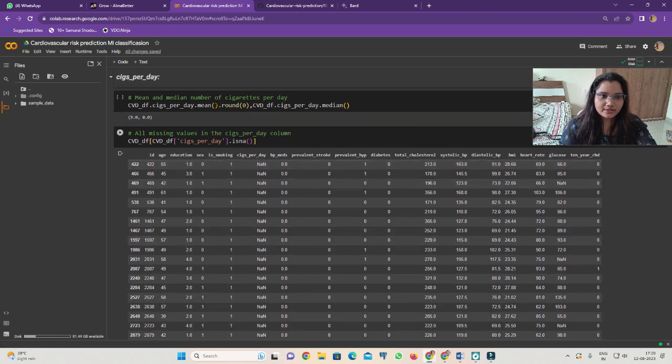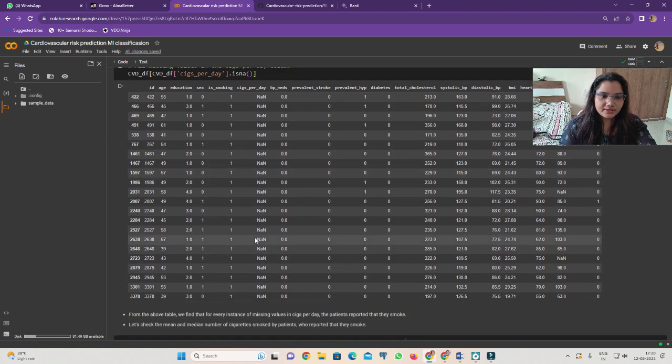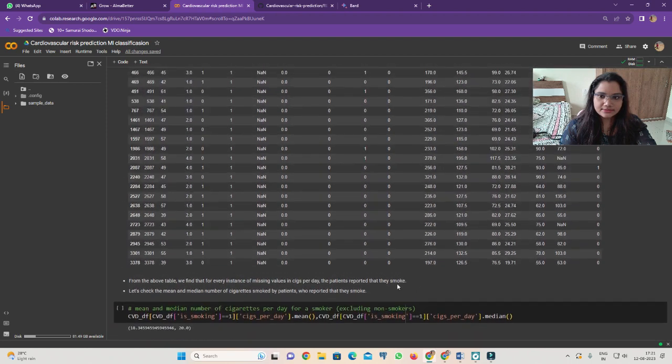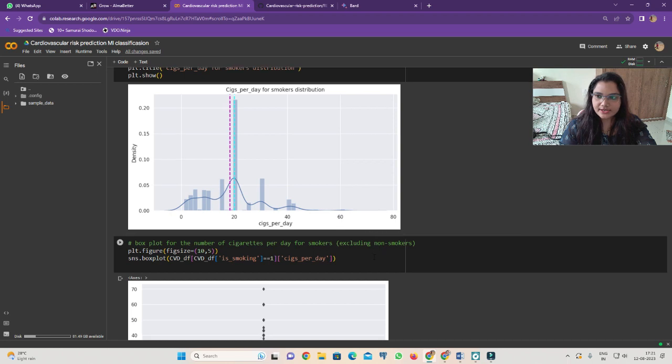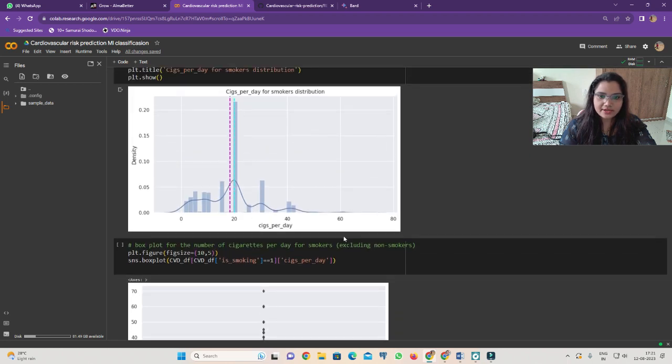So here we get the cigarettes per day. You can see that 20 cigarettes per day is really common. It is higher in number.